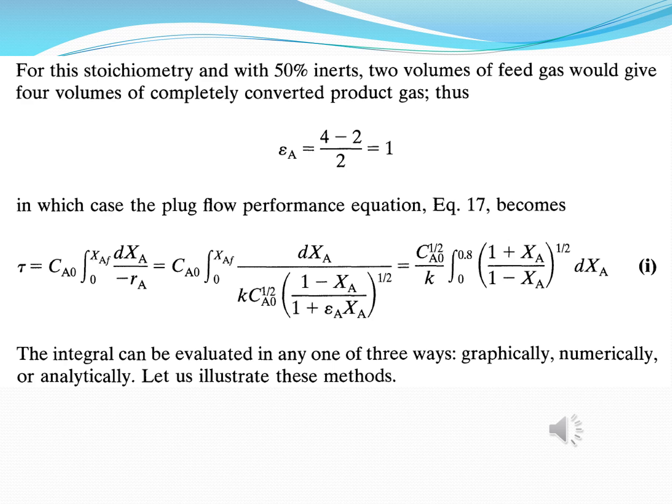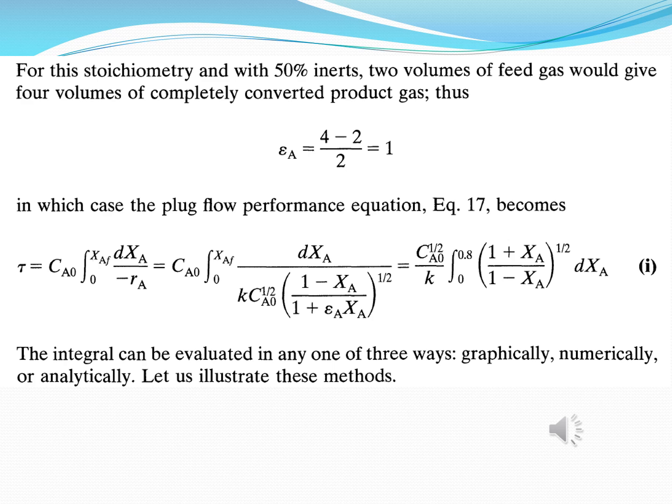Here you can see we have used the performance equation. This is the performance equation of the plug flow reactor. Tau is equal to CA naught, applying the limit 0 to XAf, dXA over minus rA. Now the rate of reaction was given, and we put the rate of reaction in terms of conversion, and also the CA naught value was given, and XA was given as 80%.